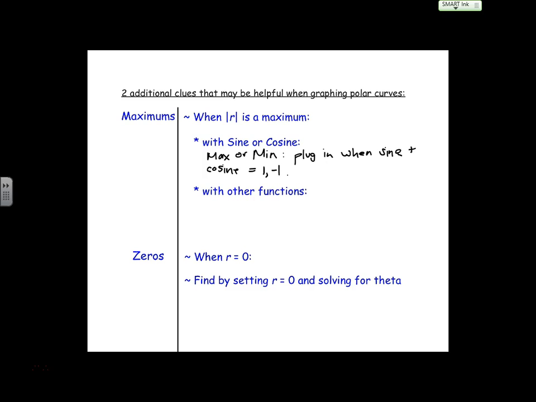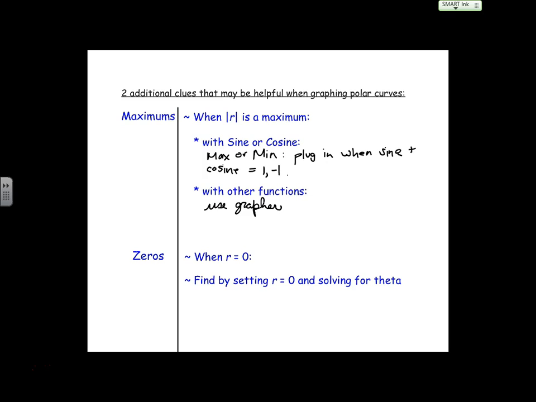If you plug into a table, you'll know those places, hopefully, because those angles are nice ones that give you when sine and cosine are 1 and negative 1. With other functions, you can use your graph to identify the biggest the radius goes and the smallest the radius goes, how far away from the pole and how close to the pole you go. We'll just say to use your grapher. But with sine and cosine, sine is maximized at 1, cosine is maximized at 1, sine is minimized at negative 1, cosine is minimized at negative 1, almost always.